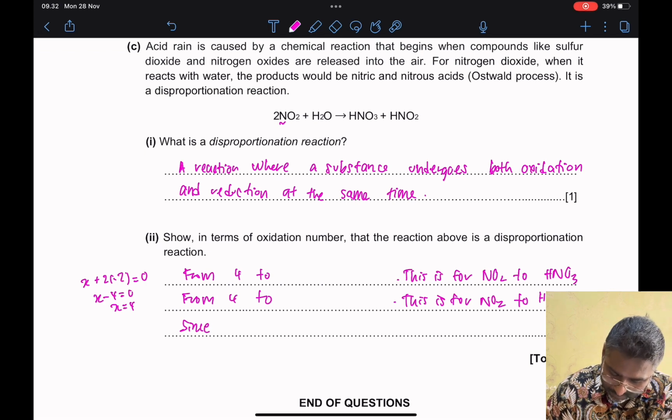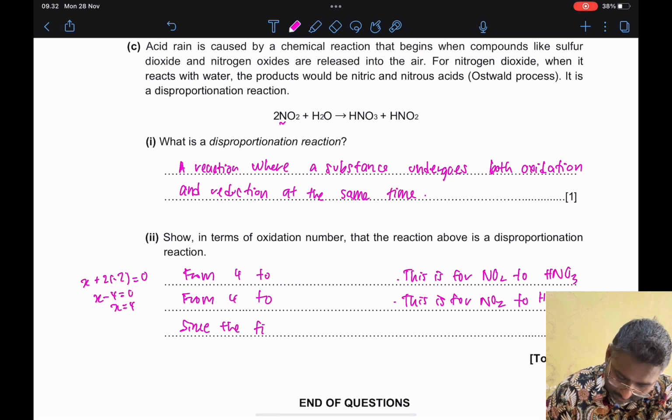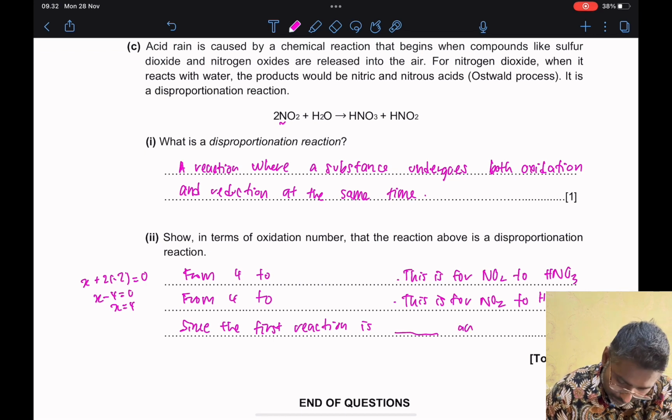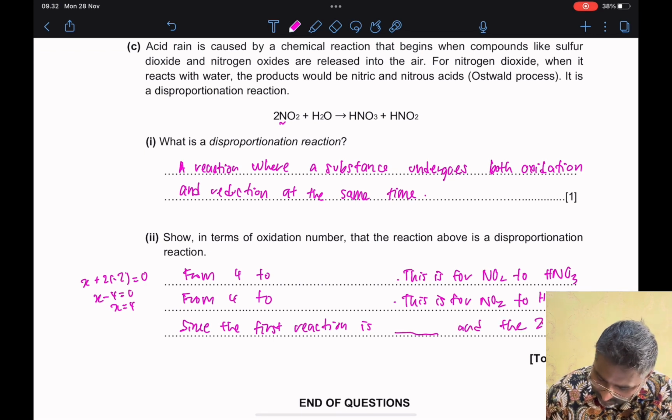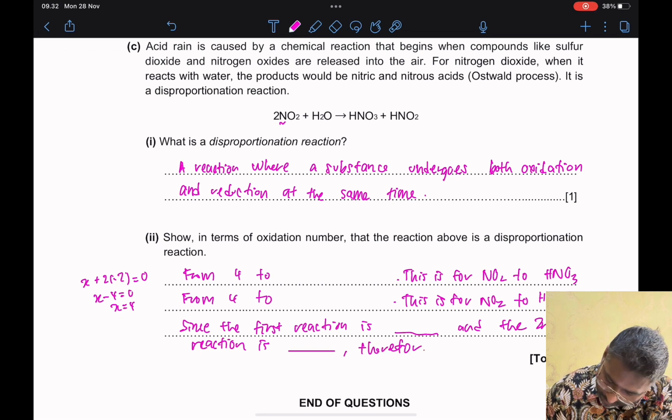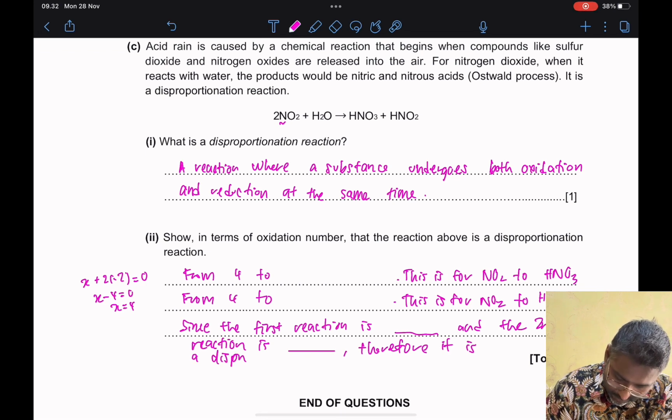Since the first reaction is what, and the second reaction is what, therefore it is a disproportionation reaction.